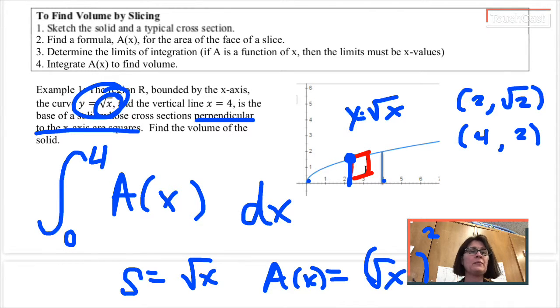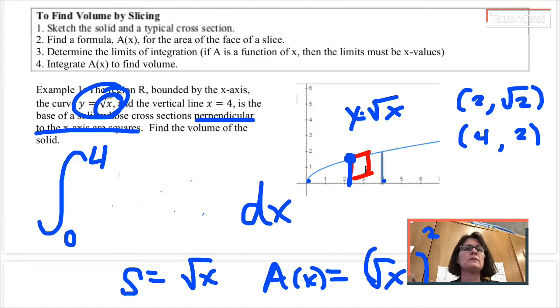So I'm going to go back here. I'm going to erase where it says A of x and replace that with square root of x, squared. I know that makes you want to say, Mrs. Hicks, the square root of x squared is just x. True. I'm going to show that as a second step. Square root of x.